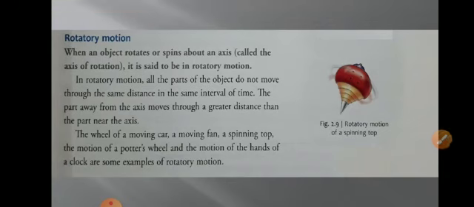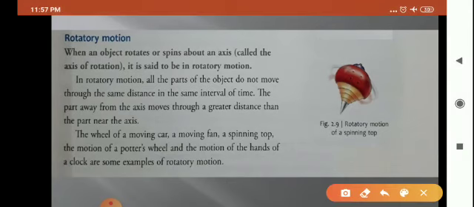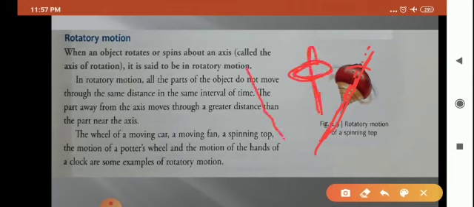Now your next is rotatory motion. When an object rotates or spins about an axis, called the axis of rotation, it is said to be in rotatory motion. Now what is an axis, children? An axis is an imaginary line about which an object rotates. Means that the object rotates about that line only. Suppose this is your axis, so the axis is an imaginary line. So if any object is rotating, it will rotate or move along that fixed axis only.